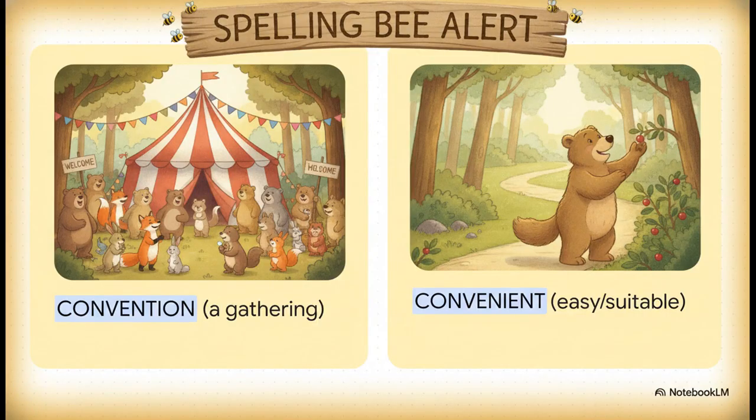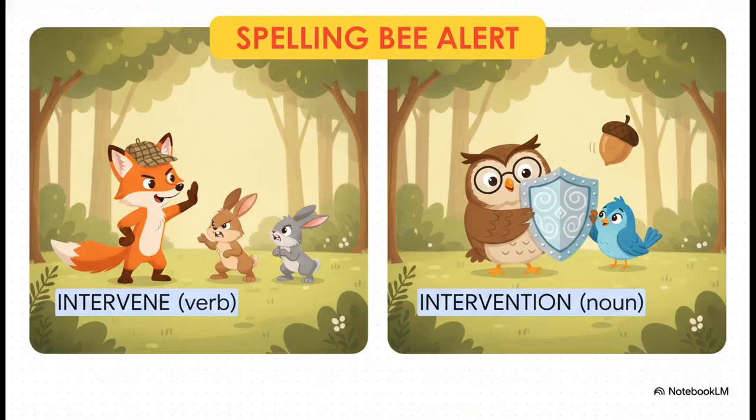Alert number 2, convention versus convenient. A convention is a gathering, but convenient means easy or suitable. Because both of them start with C-O-N-V-E-N, spellers trip up on this all the time. You really have to listen to the ending carefully. Alert number 3, intervene versus intervention. Intervene is your verb, while intervention is your noun. Watch out for that slight spelling shift at the tail end when the verb turns into a noun.